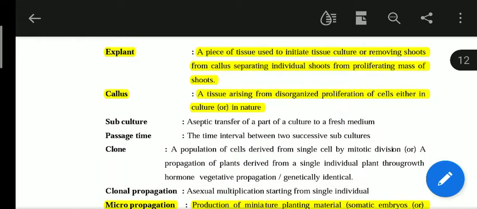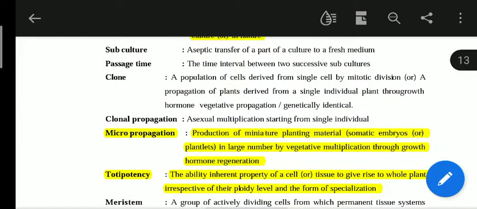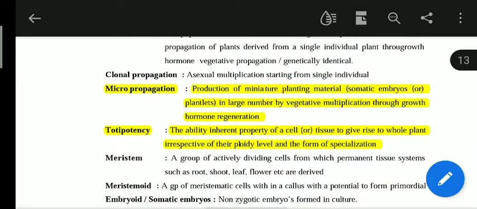Now callus. Callus is a tissue arising from disorganized proliferation of cells either in culture or in nature. So callus is very important. Now micropropagation is again very important. Micropropagation can be defined as the production of miniature planting material in large numbers by vegetative multiplication through growth hormones and regeneration. Totipotency means the ability or the property of a cell to give rise to a whole plant.